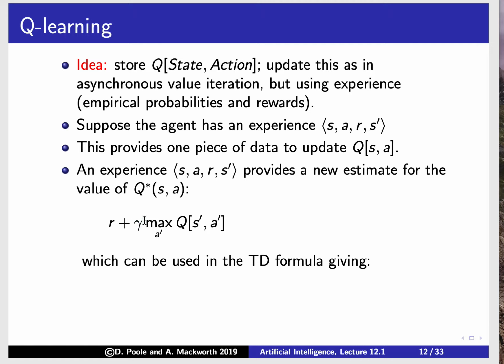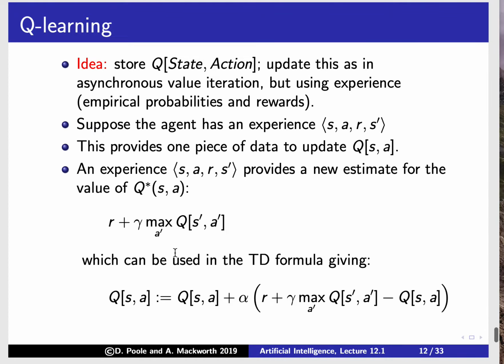So we now have the new data point, and we're going to average it into the old value of Q. That says the new value of Q is the old value of Q plus this difference. This error term is the new estimate, which is R plus gamma times the max of Q of S prime and A prime, minus Q of S and A. So it's the new estimate minus the old estimate. We're going to multiply that by alpha, and we're going to use that as an error for the value of Q, and that's my new value of Q.